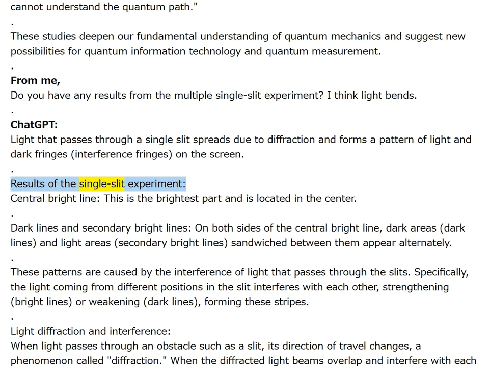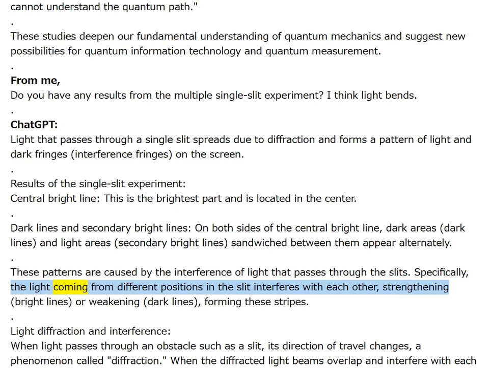Results of the single-slit experiment: central bright line. This is the brightest part and is located in the center. Dark lines and secondary bright lines. On both sides of the central bright line, dark areas, dark lines, and light areas, secondary bright lines, appear alternately. These patterns are caused by the interference of light that passes through the slit.